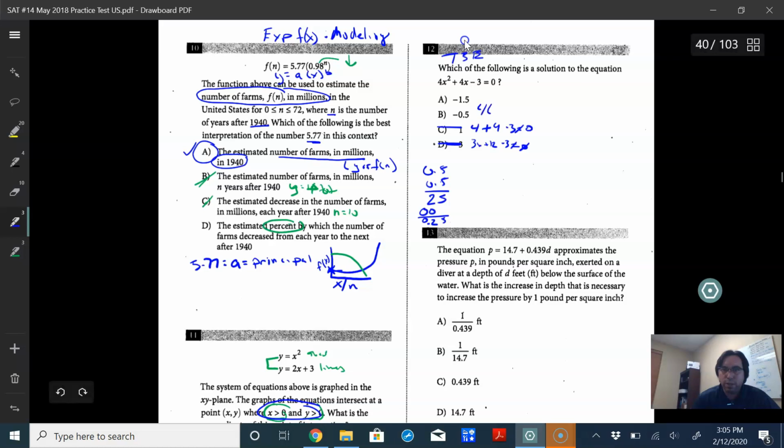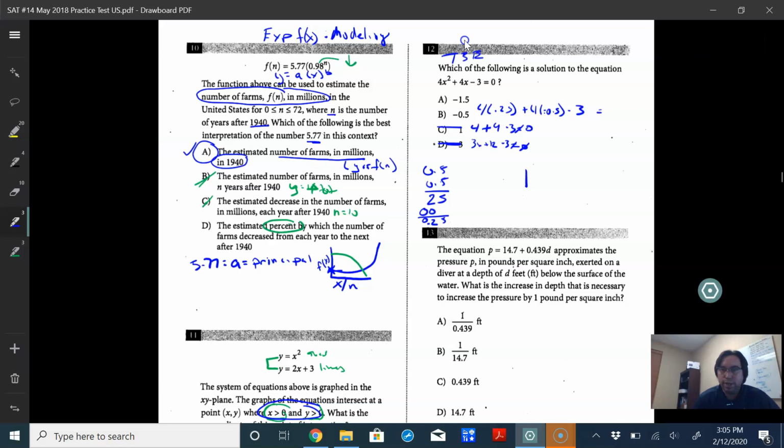So that's 4 times 0.25 plus 4 times negative 0.5, and then minus 3. And so what we're trying to do here is we're trying to use process of elimination. So 4 times 0.25, that's going to give me 1. So let's bring that down.